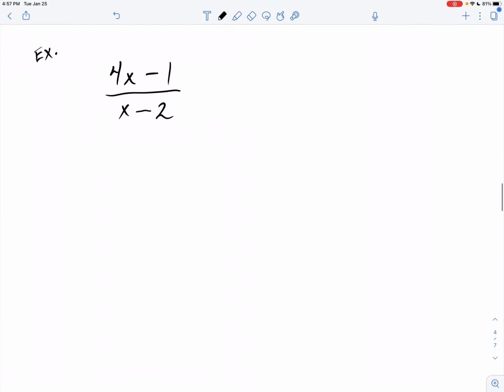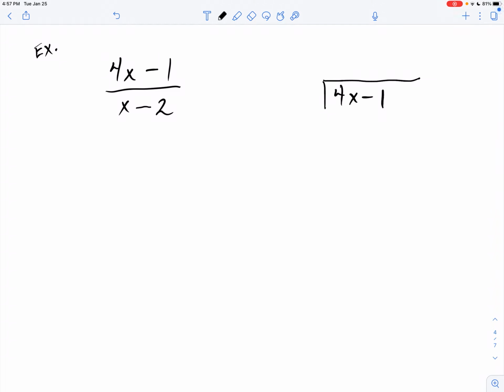In this example, I'm going to convert it into HK form. How do I do that? I do it like a long division. So I'm going to do 4x minus 1, and I'm going to divide it by x minus 2. What would I have to multiply x by to get 4x? Well, I'd have to multiply it by a 4. 4 times that would be 4x. But don't forget, I got to multiply by this guy too.